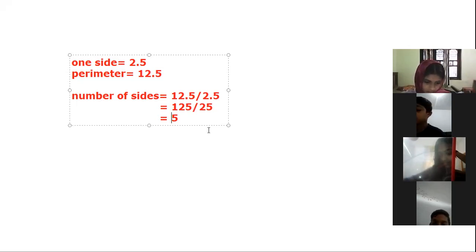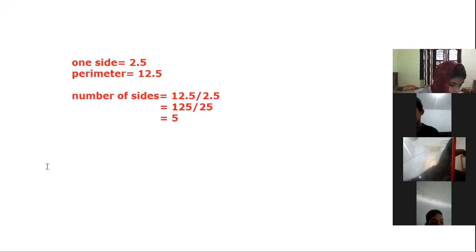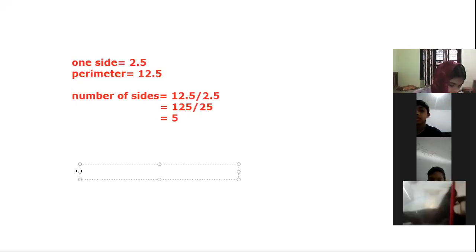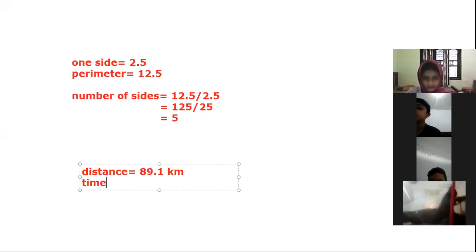A car covers a distance of 89.1 kilometer in 2.2 hours. Distance is given as 89.1 kilometer. In how many hours? The time is given as 2.2 hours. Then we have to find the average distance covered by it in 1 hour.